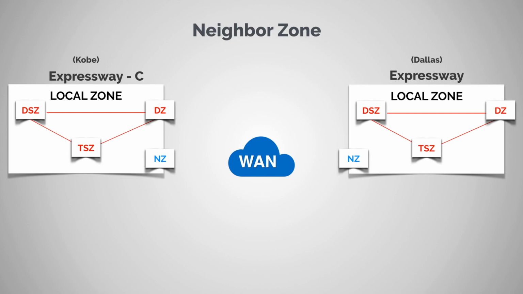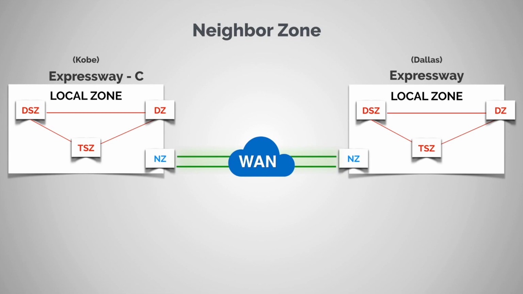Now, one important aspect to neighbor zones is that they're unidirectional, meaning that if I were to build a neighbor zone on my Kobe Expressway, as I have here, and then connect it to my Dallas Expressway, calls can go from Kobe to Dallas, but they cannot go from Dallas back to Kobe, at least not until I build another neighbor zone and point it back to Kobe. Only then would calls be bidirectional.